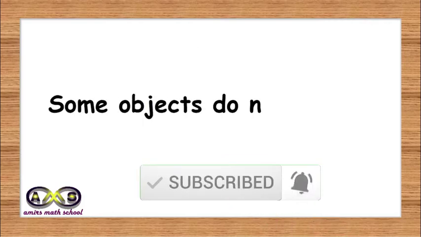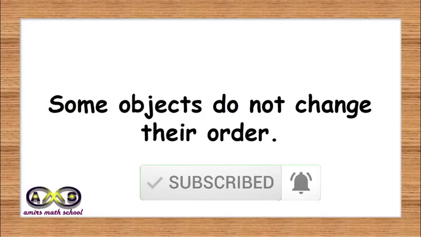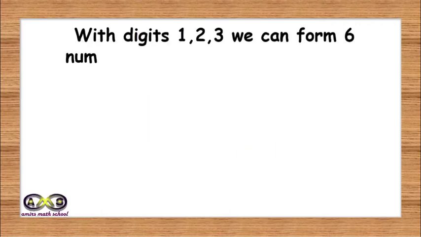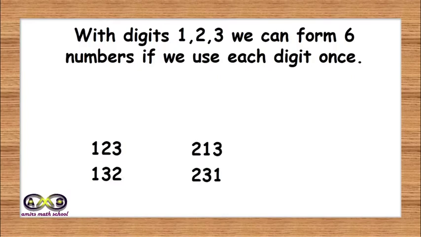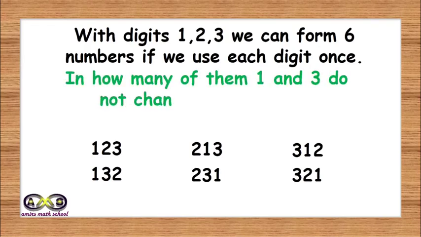Welcome to this video, which is about the formula when some objects do not change their order. With digits 1, 2, 3, we can form 6 numbers if we use each digit once. The numbers are 1 2 3, 1 3 2, 2 1 3, 2 3 1, 3 1 2, 3 2 1. In how many of them do 1 and 3 not change their order?